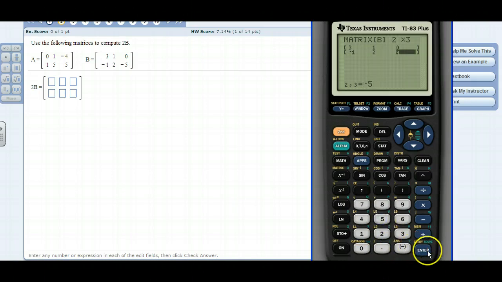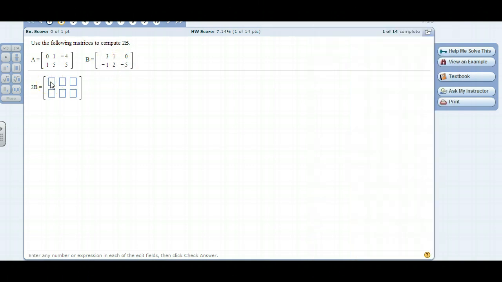After you've got it in, always get out of here, because you can put a matrix in a matrix, and you don't want to do that here. Now 2B, just literally write 2B, 2, and then go back into the matrix menu to call your matrix. 2B, and there's our numbers: 6, 2, 0, -2, 4, -10. And again, it is as simple as doubling everything in B. So again, it's another one with scalar multiplication like this. You can really just do it by looking at it.